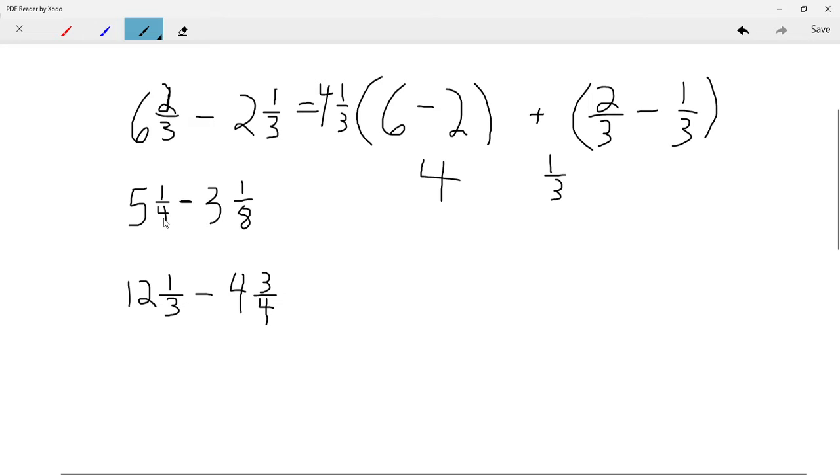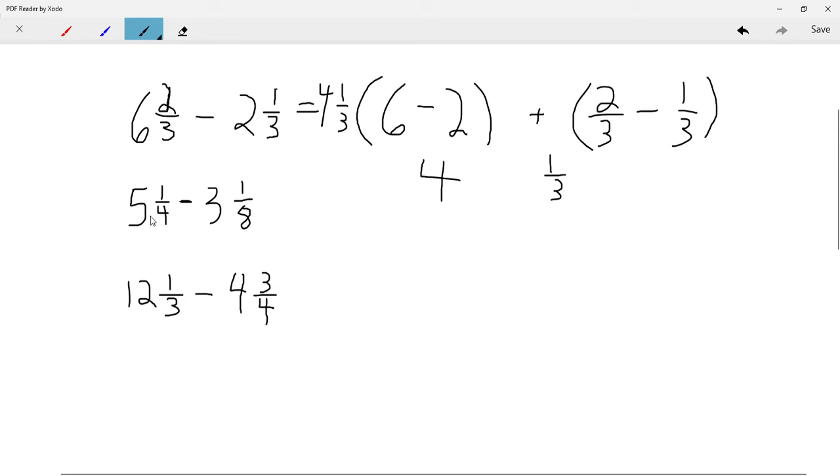All right. Now for this one, you always want to look at the fraction first to see if the fractions have common denominators. In this case, it does not. So we are going to have to make these denominators common. So I see that we have 4 here and 8 here. And the least common multiple of 4 and 8 would be 8.